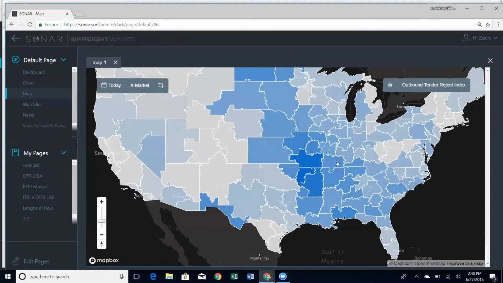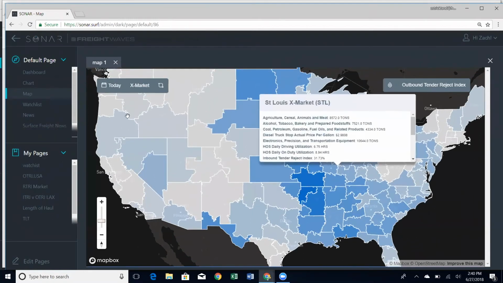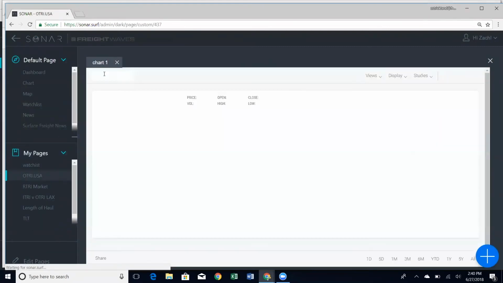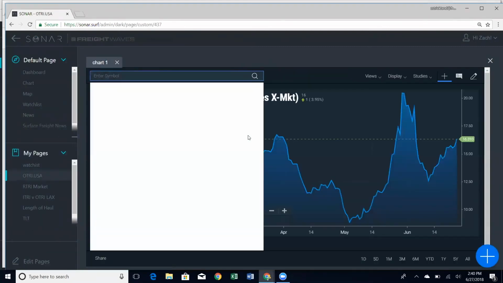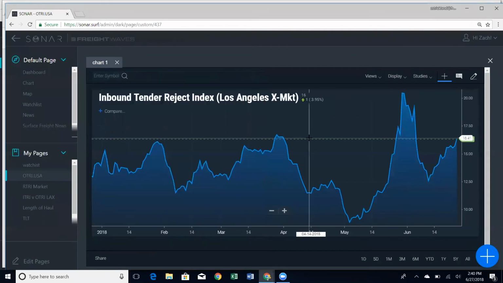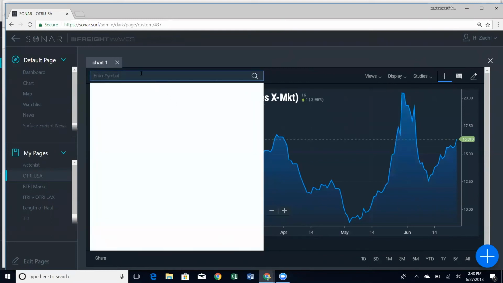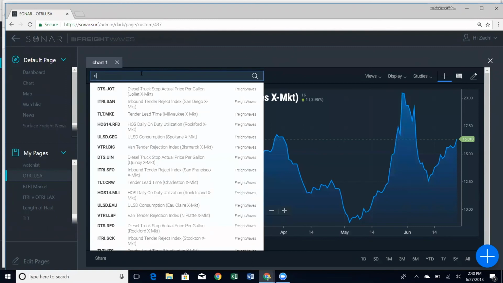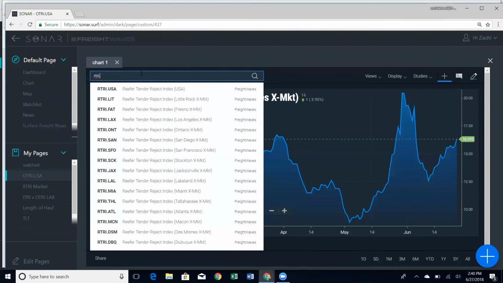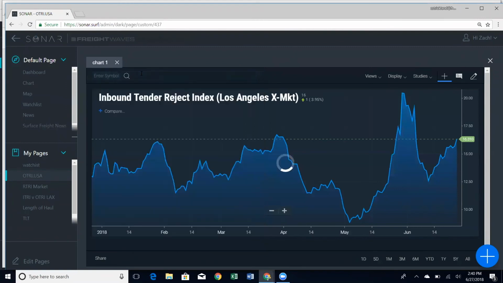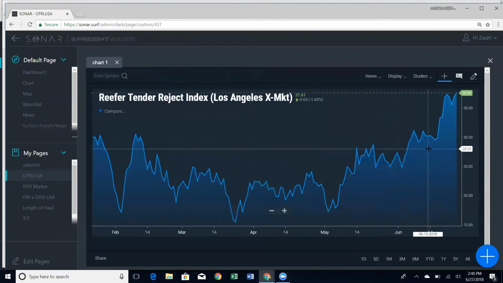But all of those together kind of give you an idea, and I'll go ahead and go back to the chart. So one of the big things that happens every year, and especially in the produce season, is the Los Angeles market experiences these surges. So I'm going to go ahead and use the reefer, the R-Tri, if you will, to illustrate kind of a portion of the LA market.